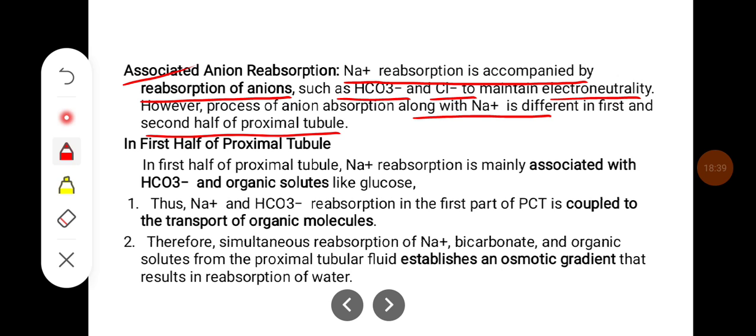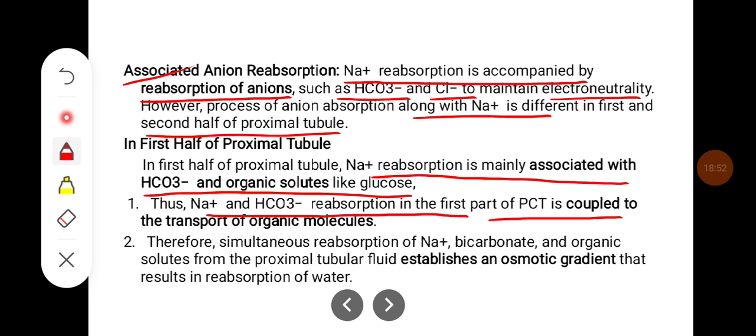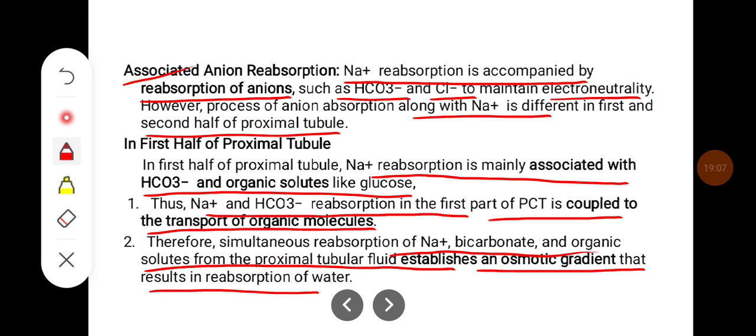In the first half of the proximal tubule, sodium reabsorption is mainly associated with bicarbonate and organic solutes like glucose. Thus, sodium and bicarbonate reabsorption in the first part of the PCT is coupled to the transport of organic molecules. Therefore, simultaneous reabsorption of sodium, bicarbonate, and organic solutes from proximal tubular fluid establishes an osmotic gradient that results in reabsorption of water.